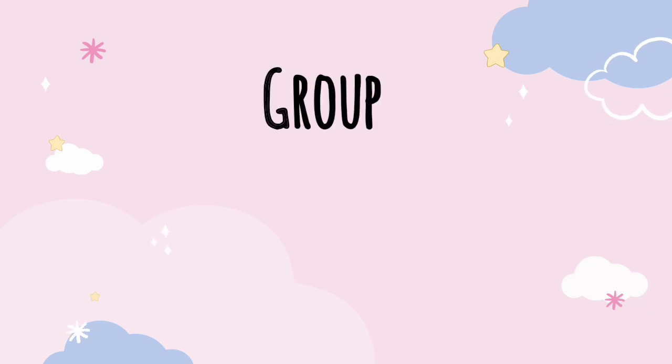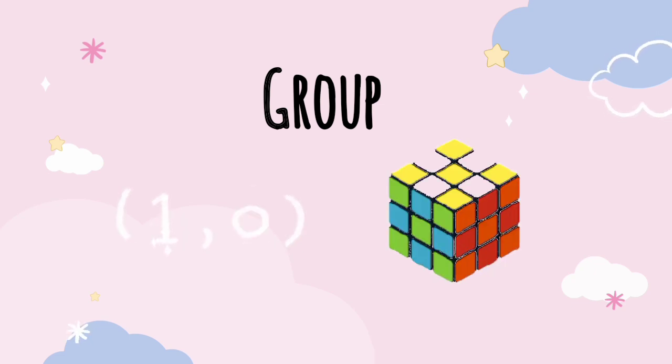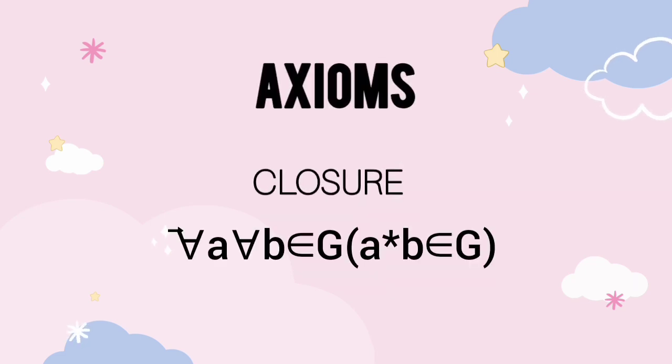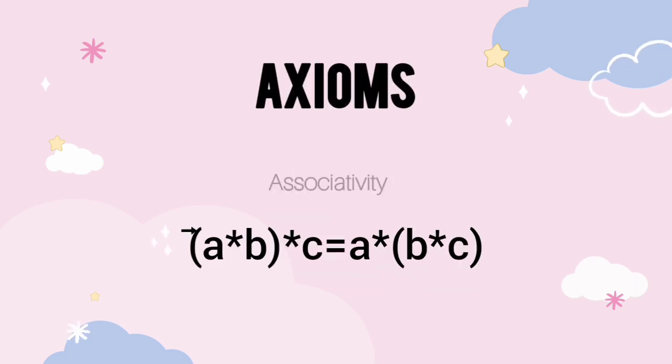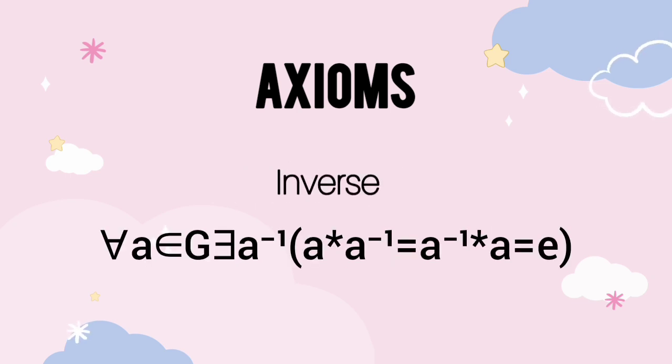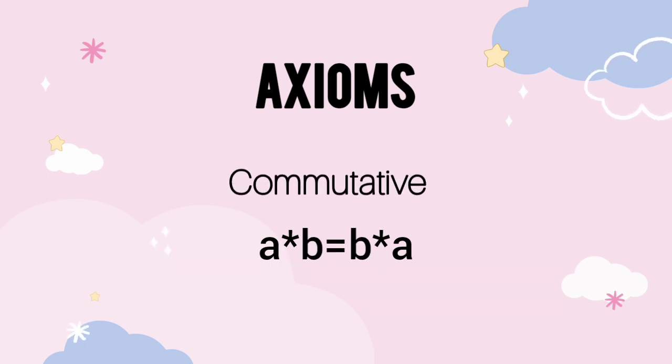In math, a group is a particular collection of elements that might be a set of integers, the faces of a Rubik's Cube, or anything. They follow specific rules or axioms. We have closure, associativity, identity, inverse, and commutative or abelian.